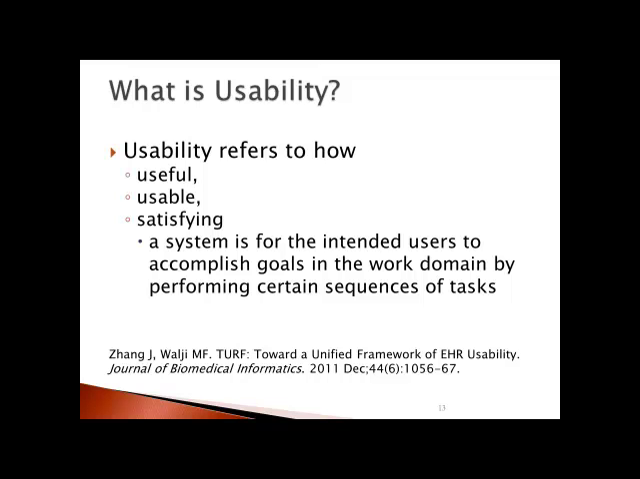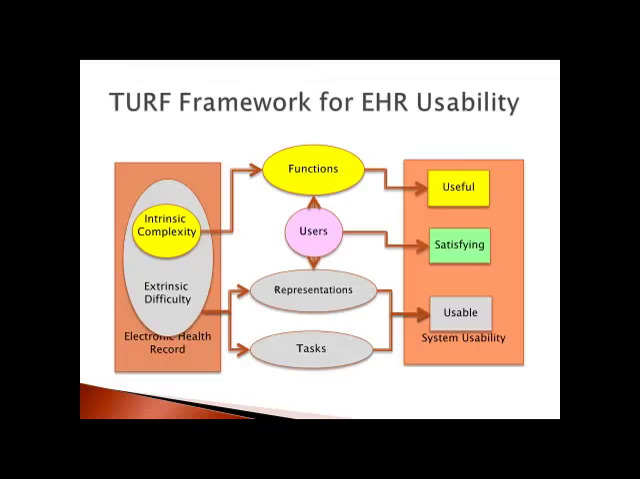Dr. Jiajie Zhang and Mohammed Walji have created a framework for usability called TURF. And this is the definition of usability from a TURF perspective. It includes how useful, usable, and satisfying a system is for the intended users to accomplish goals in a work domain by performing certain sequences of tasks. And let me break this down a little bit more for you.